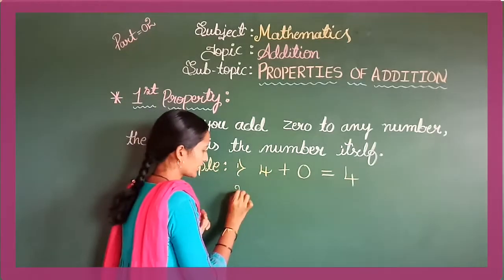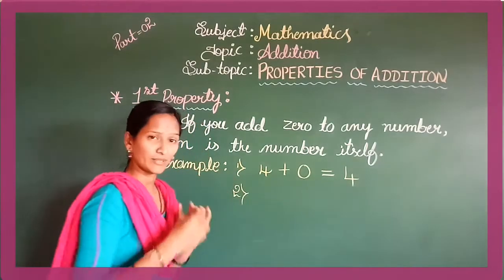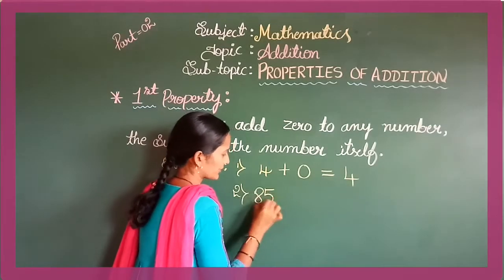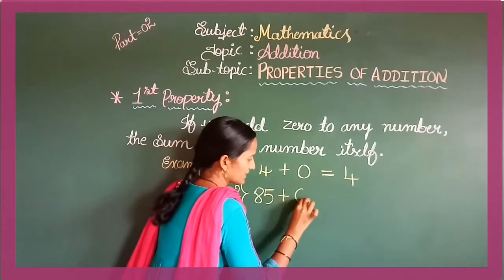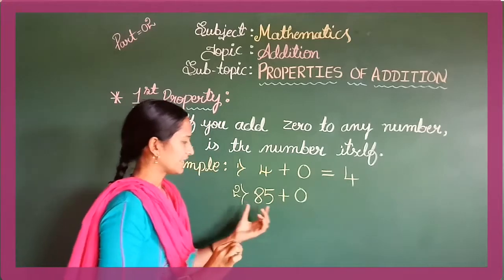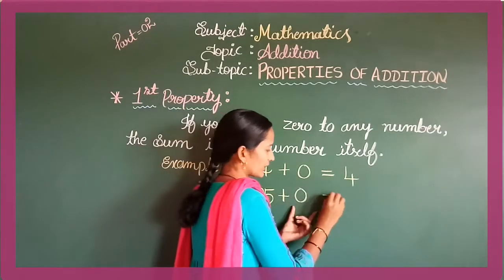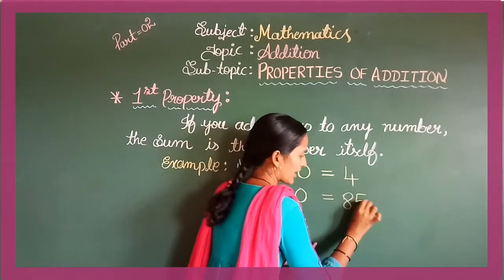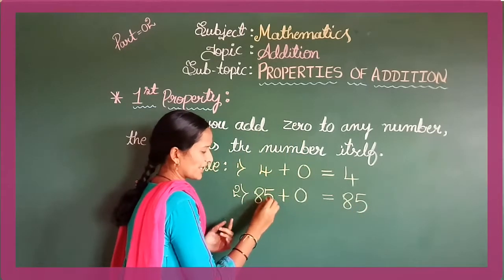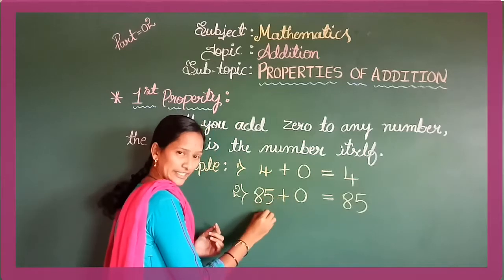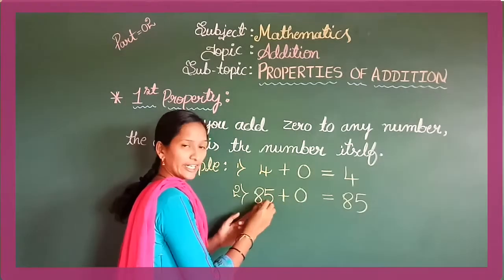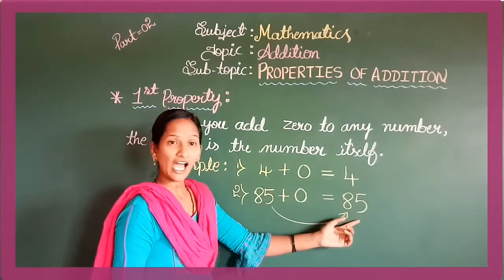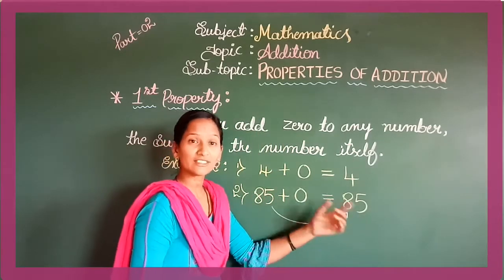So next, I am taking another one, a 2-digit number. For example, 85. See here, 85. 85 plus 0, what is the answer? The same number, 85. Look here, if you add 0 to any number, 0 to 85, what will you get? The same number is the answer, means the same number is the sum.